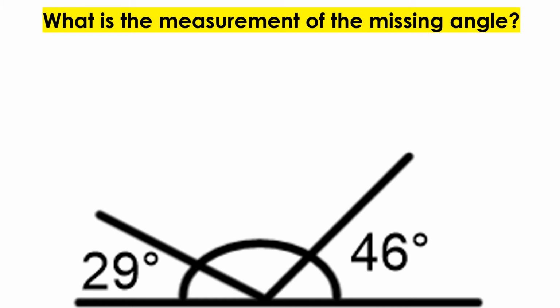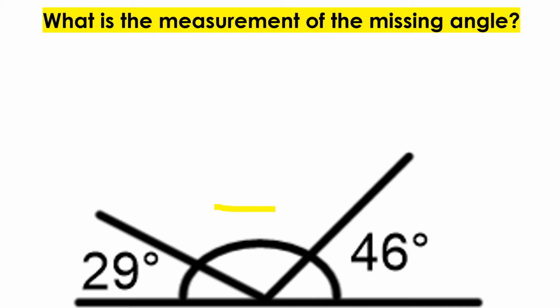Right, here now we need to find the missing angle on this straight line. What's different about this straight line is you have been given two angles already and there is one missing angle. That missing angle would go over here.